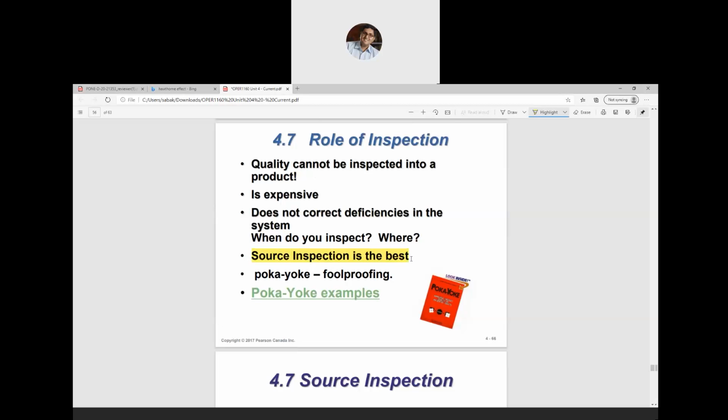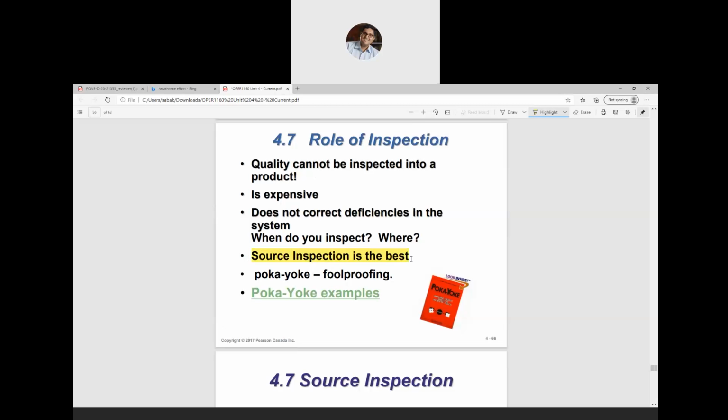One example is that source inspection is always the best. What it means is, at each stage of the process, you actually check. Let's say the mobile phone manufacturing example, and there are 5 different stages involved in the manufacturing of a mobile phone, starting from the raw materials till the final output. It's always better to check at each stage, which is called source inspection. Starting from the raw material, check whether the materials are okay or not.